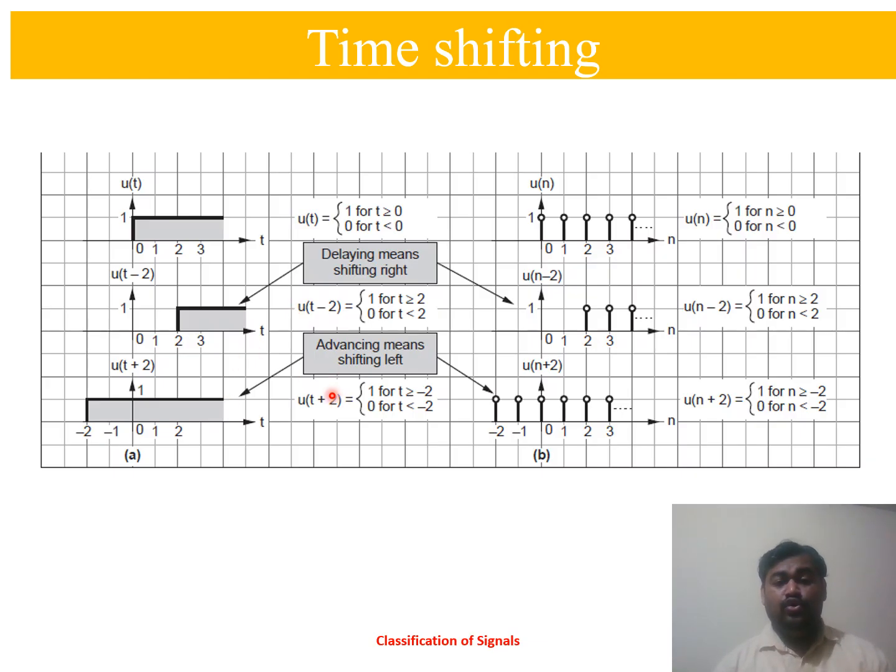Next one, u(t plus 2), advance the signal by 2 units. The signal starts at 0. If you advance the signal by 1 unit, it should start at minus 1. If you advance the signal by 2 units, it should start at minus 2. This is for continuous time. This is for discrete time. This is a discrete u[n]. From u[n], delay the signal by 2 units, it starts at 2. Advance the signal by 2 units, it starts at minus 2. So this is time shifting. It may advance or delay the signal by some units.